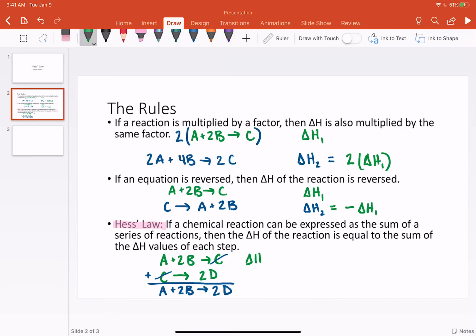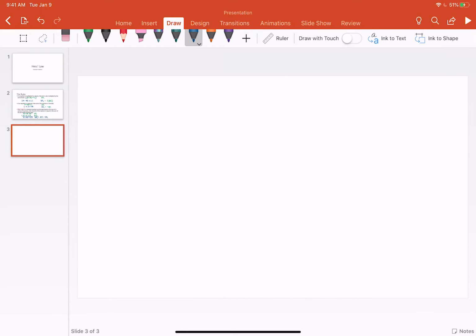So we know that our first reaction has a delta H value. Our second reaction has its own delta H value. So since we added those two reactions together, our new reaction is going to have also its own delta H value, and that delta H value is going to be the sum of the other two. Just like we added the reactions together, we can add together those numbers.